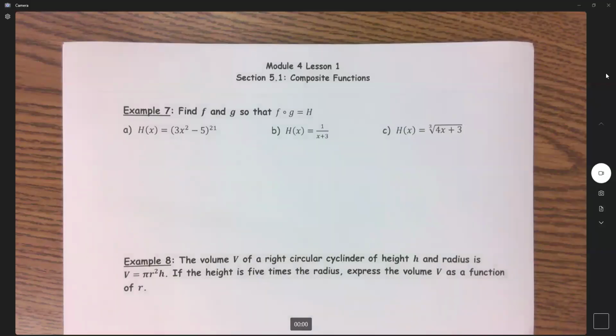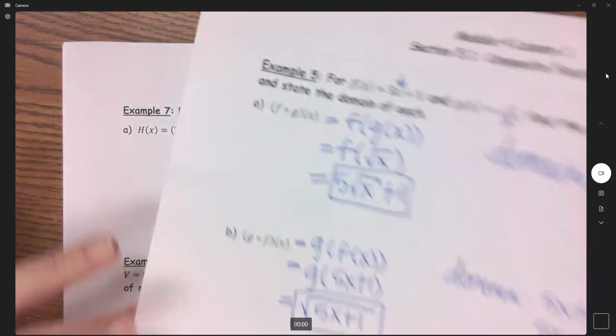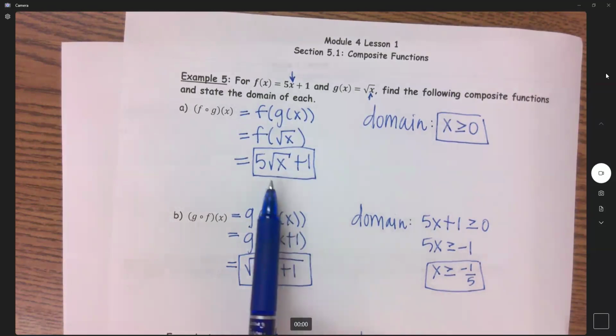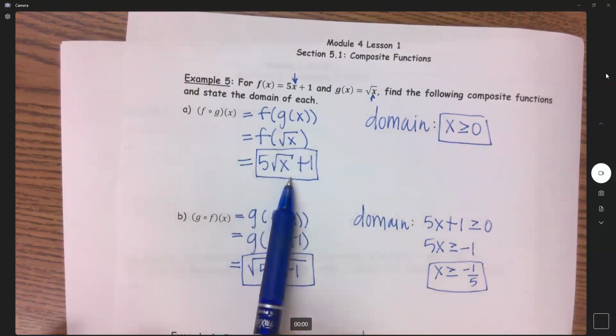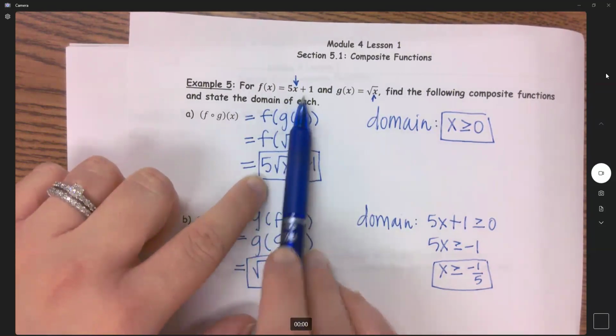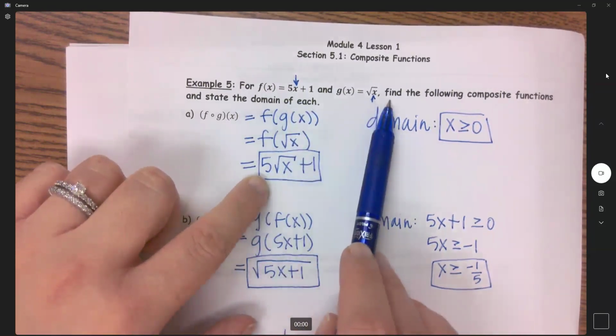In example 7, we're going to kind of work backwards. It says find f and g so that f composed of g equals h. So what we are doing here is, if we look back at example 5, I'm starting right here and I need to be able to pull out that my f of x is 5x plus 1 and my g of x equals the square root of x.